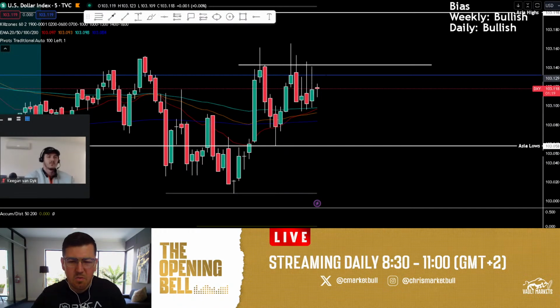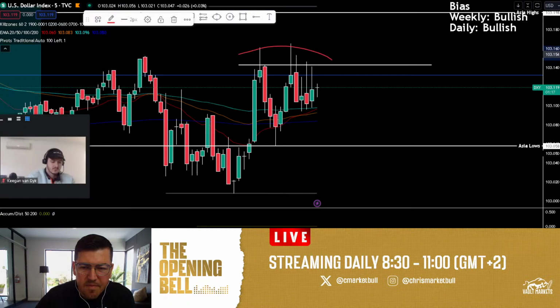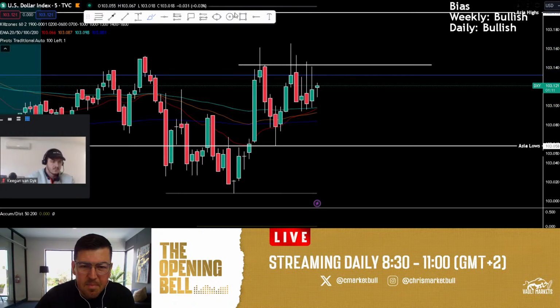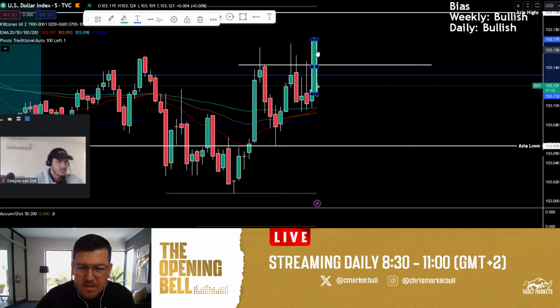And also DXY failing to trade above this daily pivot. But I think if this daily pivot is going to break on DXY, this thing's going to pump. If we get something like this.